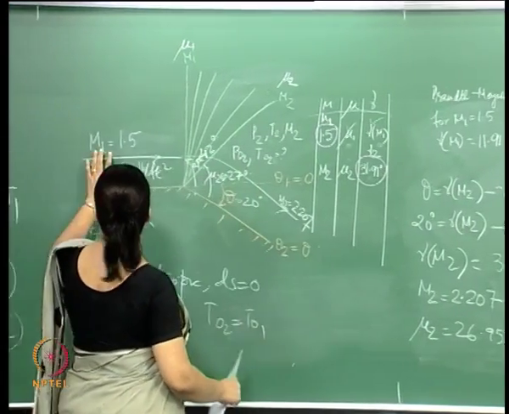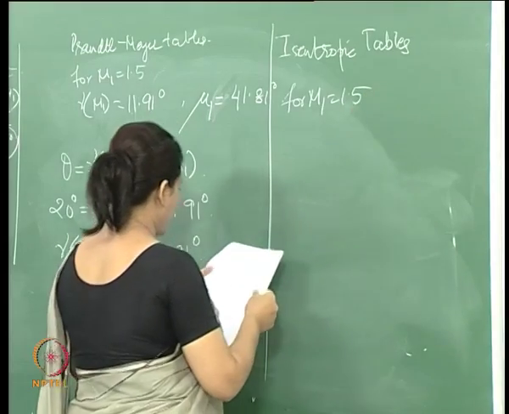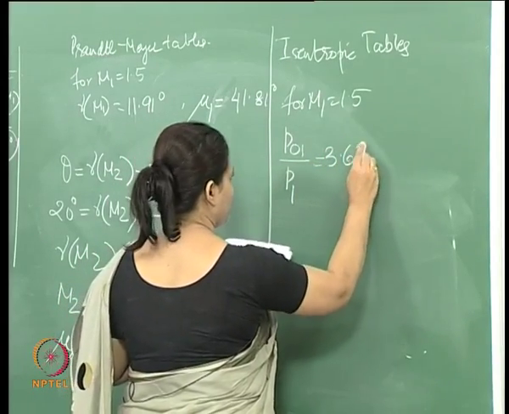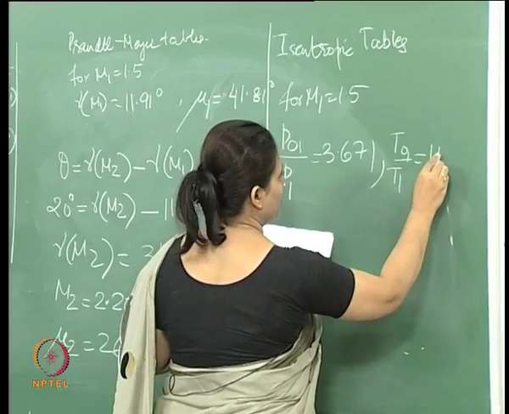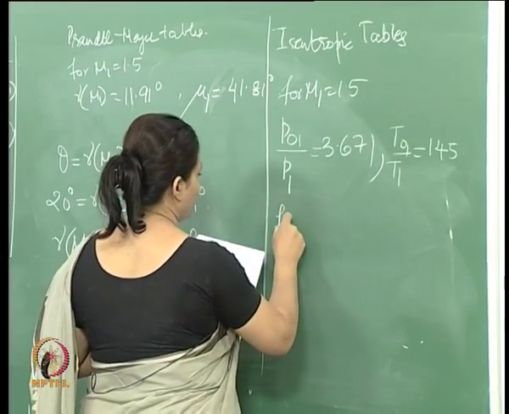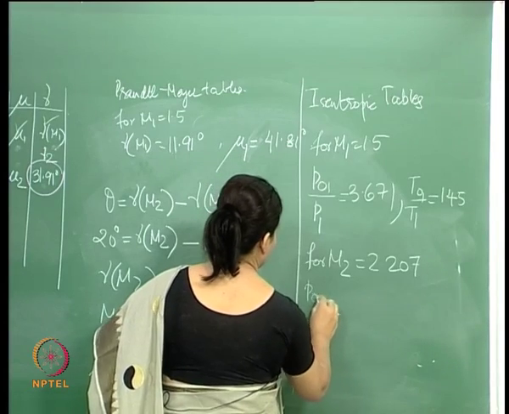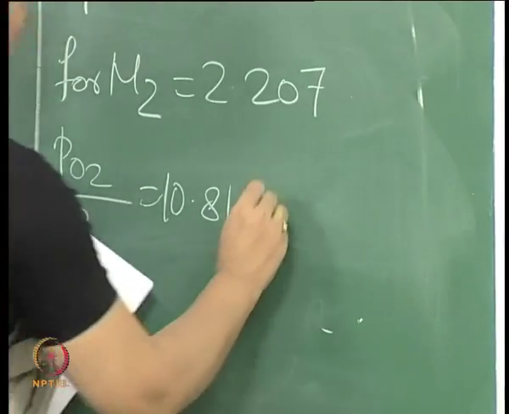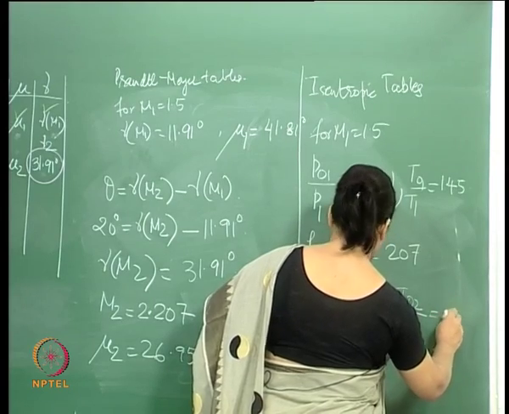So, let us go at M1. For M1 equal to 1.5, what we get is around 3.7 for P01 by P1, and T01 by T1 is 1.45. And for M2 equal to 2.207, what we get is P02 by P2, which is 10.81, and T02 by T2 is around 2.